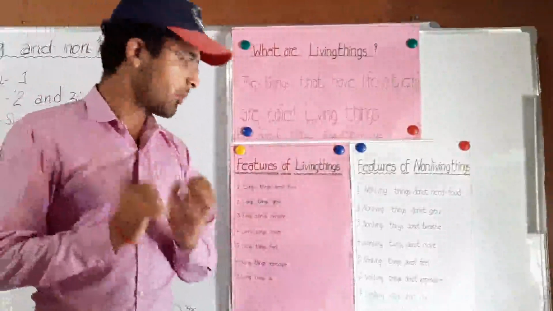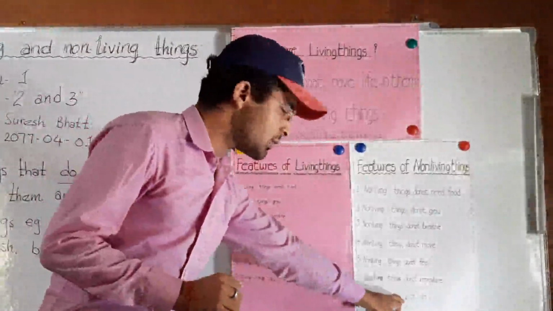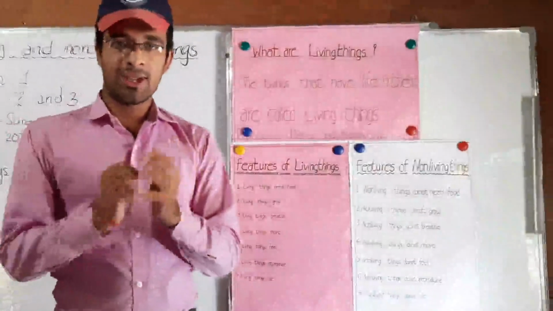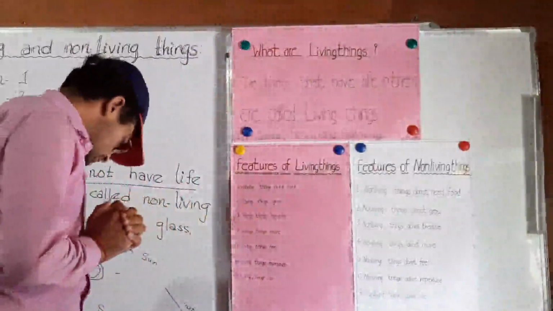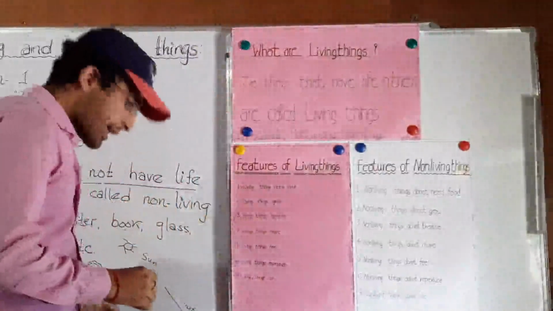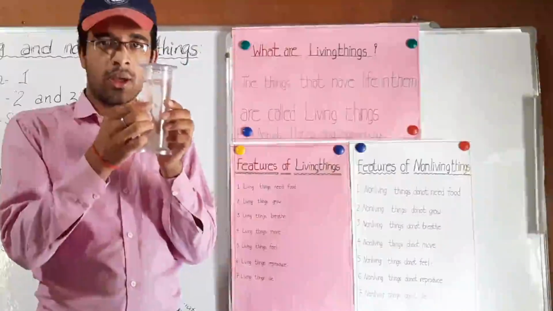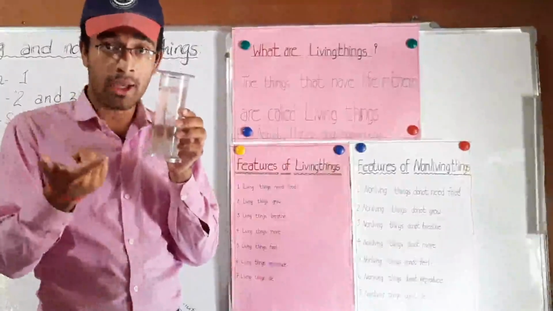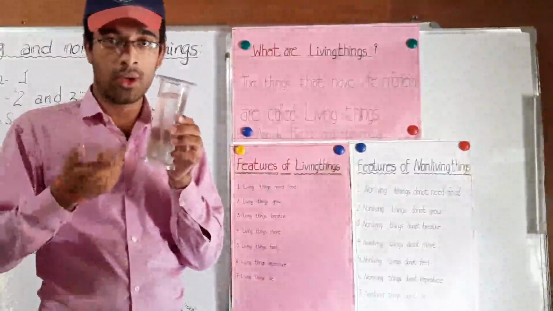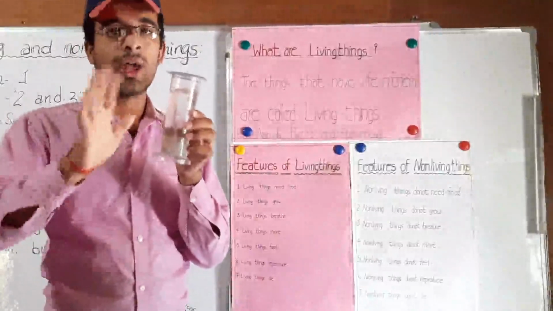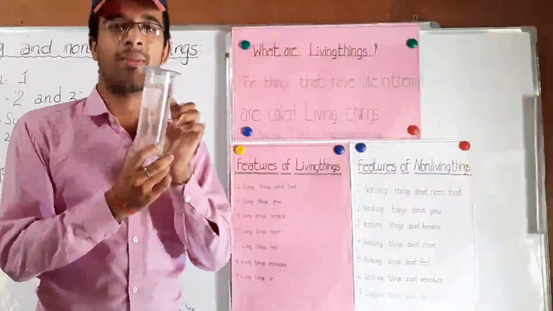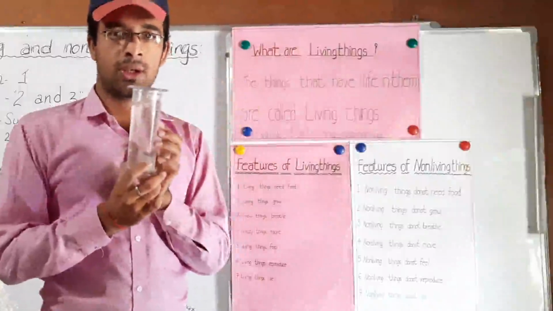Next, last property: non-living things do not die. I have one example for you. Like this pot. Does this pot die after some time? No, because it has no life. It is an example of a non-living thing.